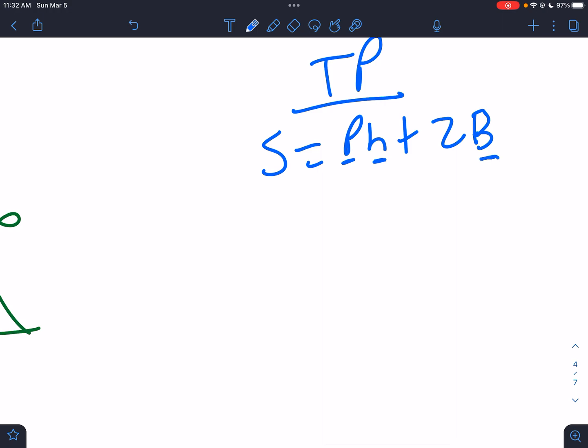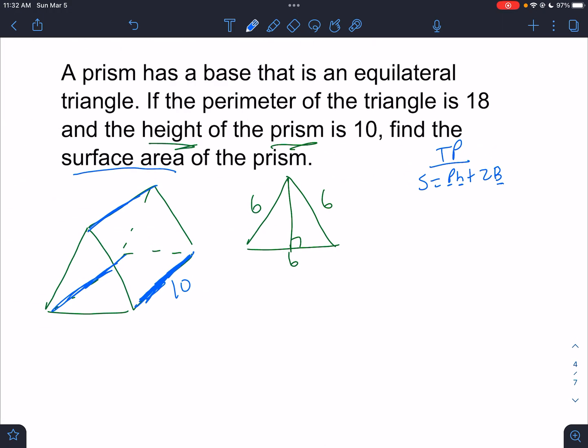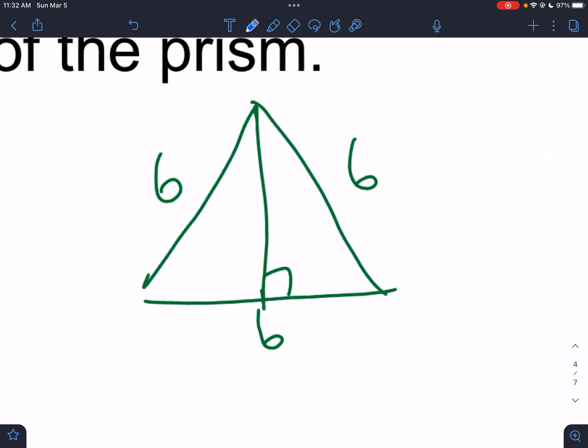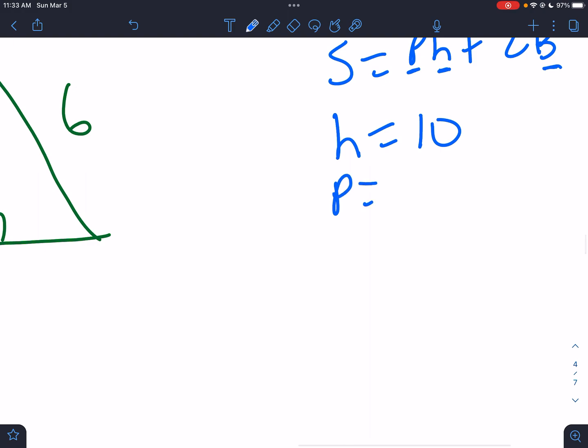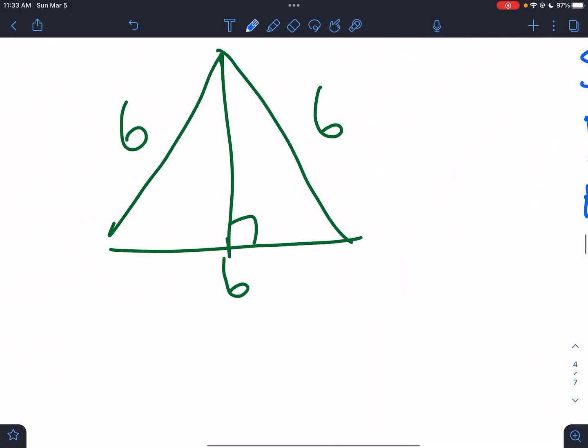Well, there's only one number that we currently know. We know the height of the prism is 10. We need to find the perimeter of the base and the area of the base. Those both involve just this. That is what we worked on in the last video, getting the area of these flat shapes. So we do know the perimeter, my bad. The perimeter is 18, they gave us that. So the perimeter of that shape is 18, but we need the area.